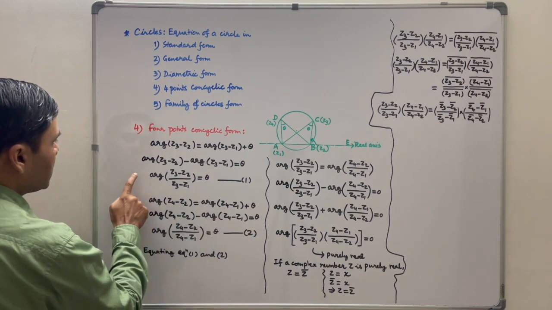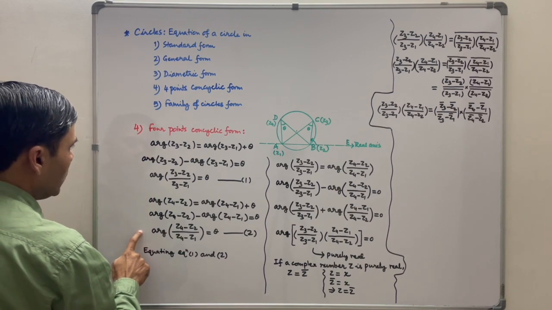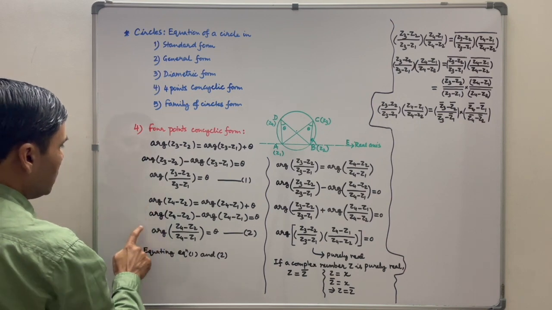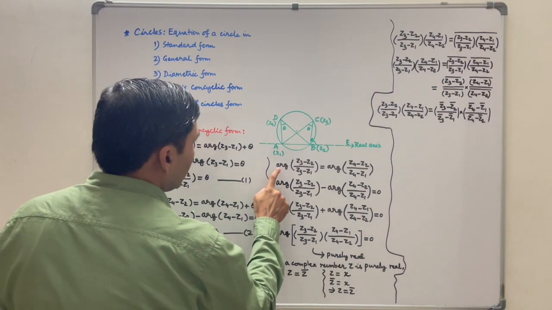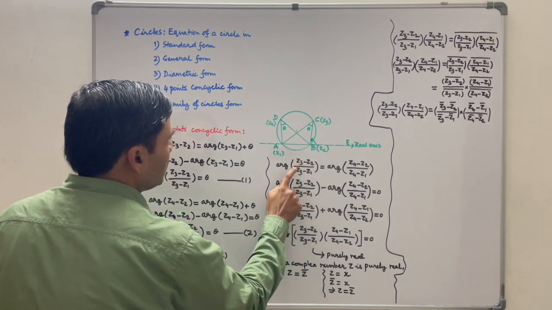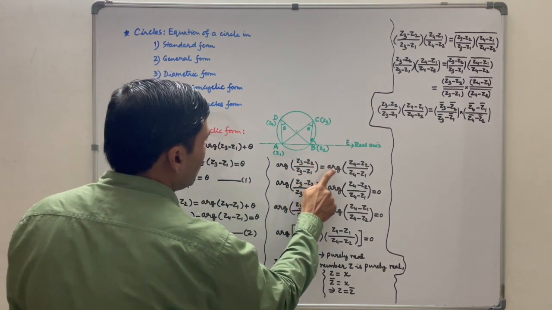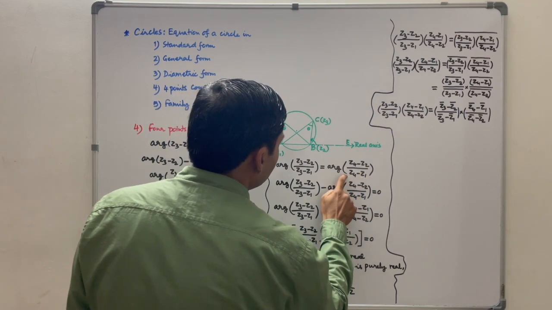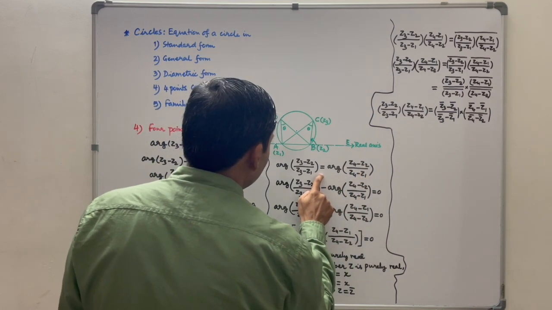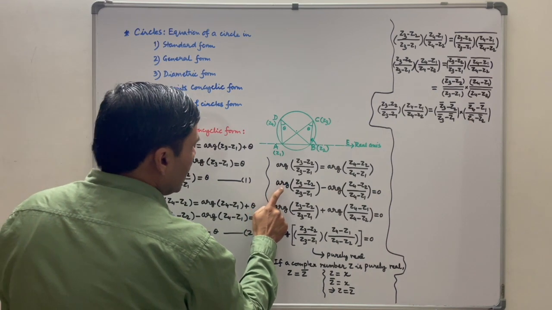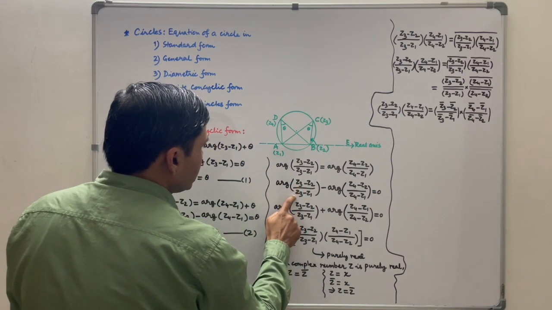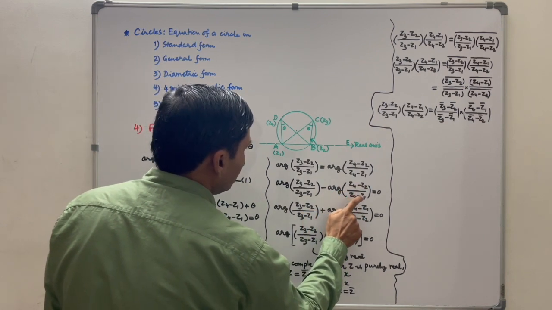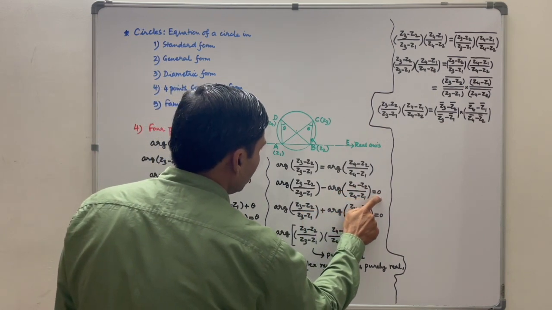Now we can equate equation number 1 and equation number 2, as theta is equal to this and theta is equal to this. So LHS will be equal. So we can write argument of z3 minus z2 upon z3 minus z1 is equal to argument of z4 minus z2 upon z4 minus z1. Now we can change the side to left hand side. So it will be argument of z3 minus z2 upon z3 minus z1 minus argument of z4 minus z2 upon z4 minus z1 is equal to 0.